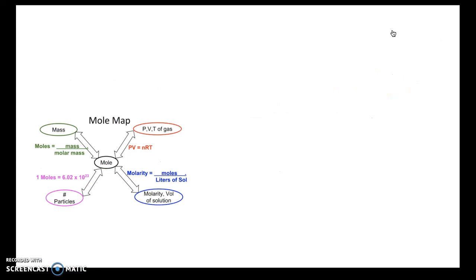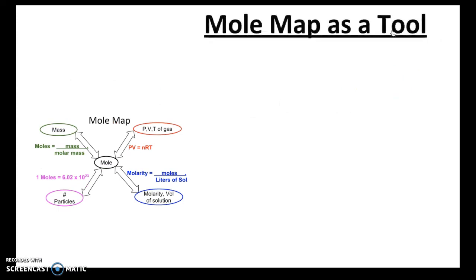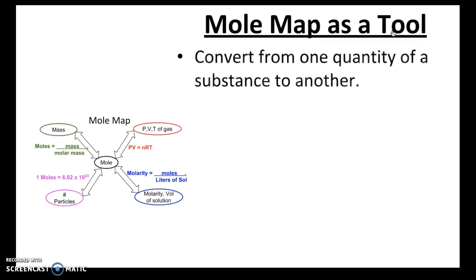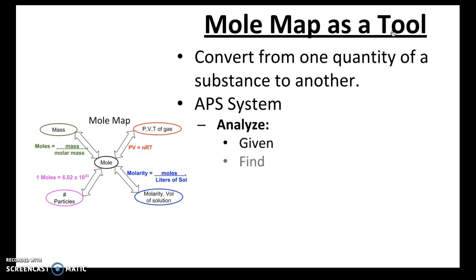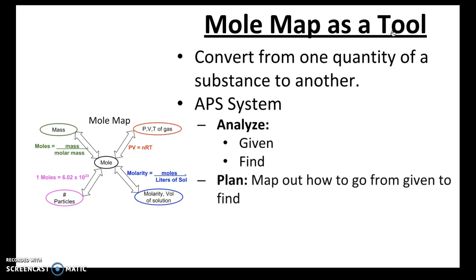So let's just quickly go over again what a mole map is. A mole map is a tool that we use to convert from one quantity of a substance to another. The system that we use to solve these mole map problems is the analyze, plan, solve system, where we analyze by identifying our given and our find. Then we make a plan, and that's where the mole map comes in. We map out how to go from a given to our find.